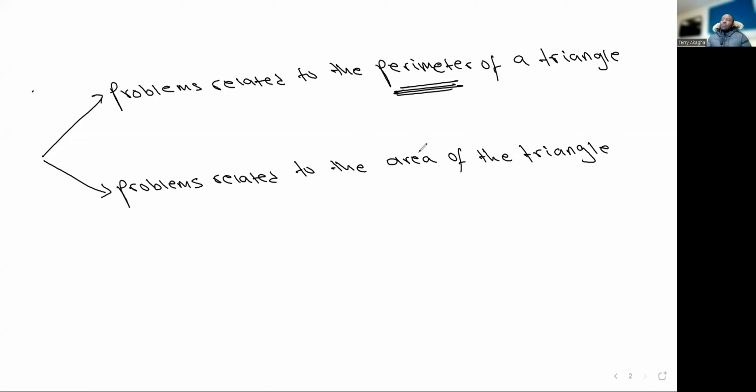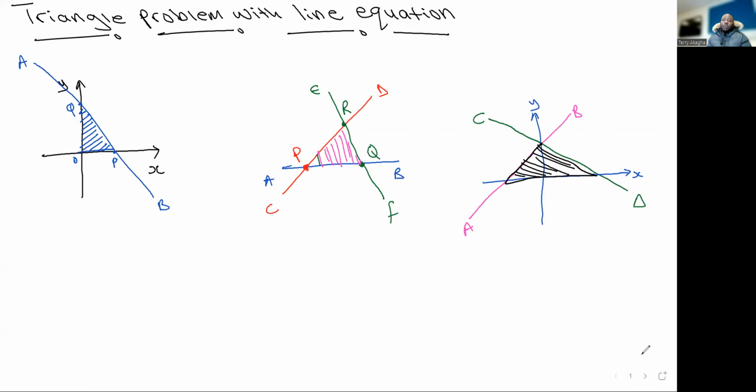Then after that, I'm going to go straight to how to find the what? The area. All right. So I will see you in the next video where we start to talk about the perimeter of a triangle in a line equation and how we solve questions associated with it.